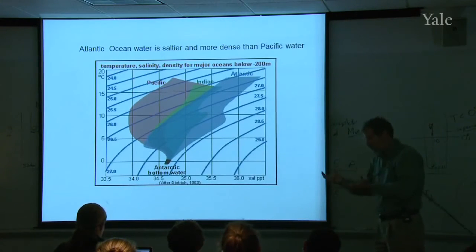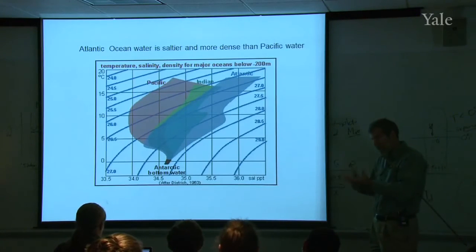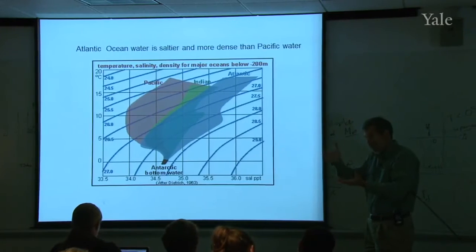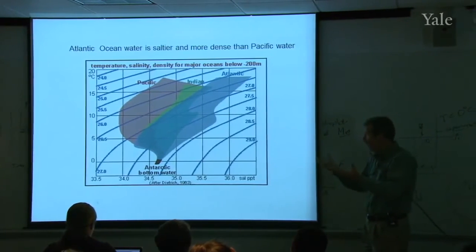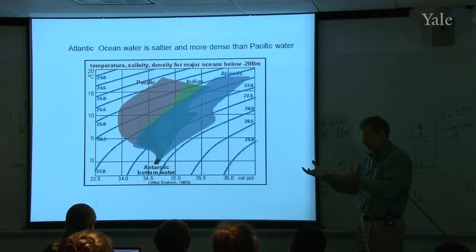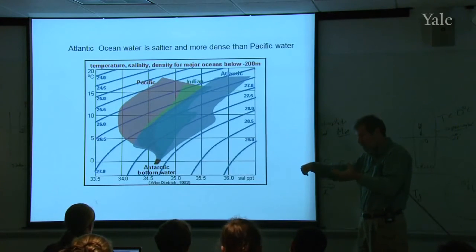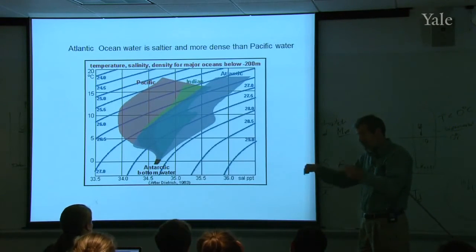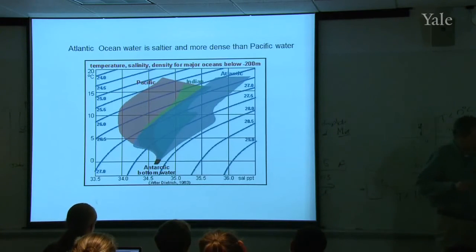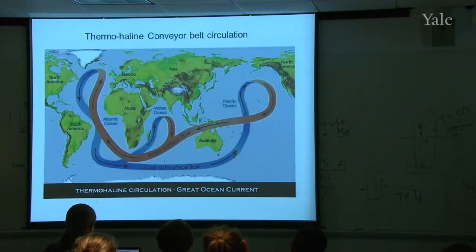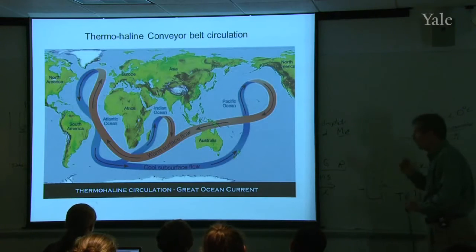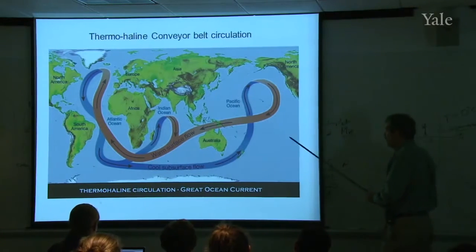So imagine you've got these two oceans. They're separated by North and South America, but they have different densities. If there's any leak between the two of them, that's going to try to equilibrate by setting up a circulation between them. And that exactly is what we think happens to give this large-scale conveyor belt circulation.